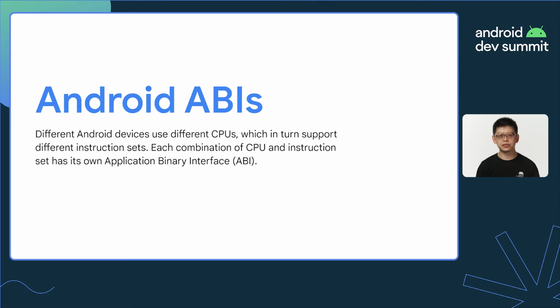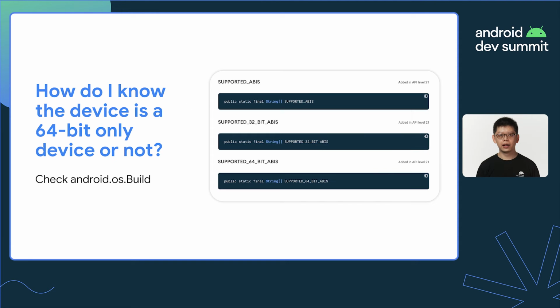Different Android devices use different CPUs, which in turn support different instruction sets. Each combination of CPU and instruction set has its own application binary interface, ABI. How do I know if the device is a 64-bit only device or not? You may check the value of Build.SUPPORTED_ABIS. It will tell you the supported ABIs of the device, and supported 32-bit ABIs will be an empty list on 64-bit only devices.